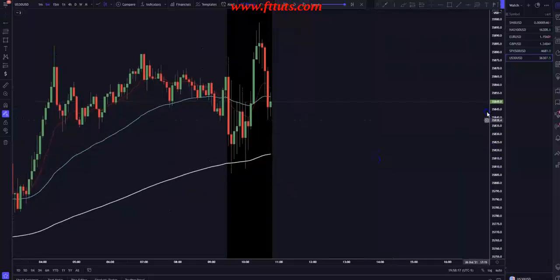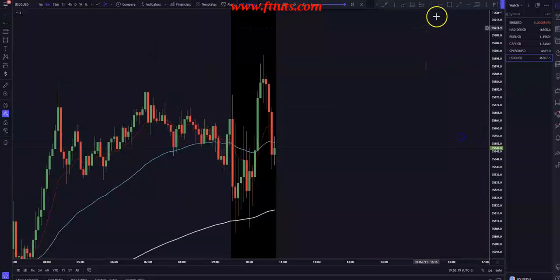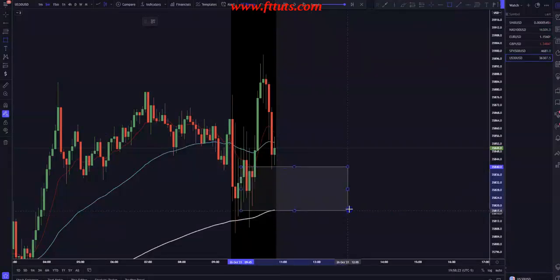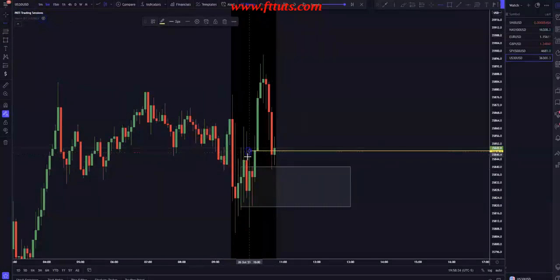Now y'all see that, right? This is high probability demand. Why is this high probability demand? Because we got aggressive buying coming out of this area and it left a gap. The gap is right here. Let's take these EMAs off. The gap is from right here to right here. It tapped right into it.